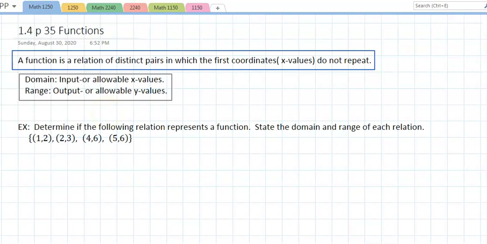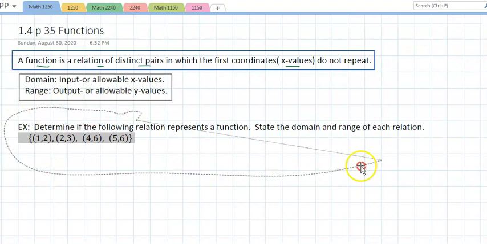A relation, this is our definition: a function is a relation of distinct pairs in which the first coordinate, which is the x value, does not repeat. So, anytime you're given a relation, you look at the x values. If the x values don't repeat, automatically it's a function. And if they do repeat, it's not a function.